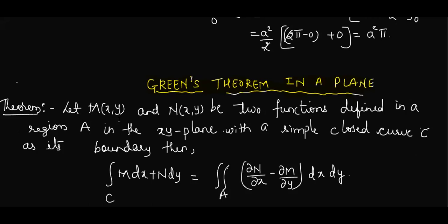Let M of x comma y and N of x comma y be two functions defined in a region A. And where is this region? This is only in the xy plane, so there is no contribution from z. You can observe here M and N are functions of x and y only, so there is no part of the curve in the z plane, with a simple closed curve C as its boundary. Then we can write the integration of M dx plus N dy over C as the double integration over A of dou N by dou x minus dou M by dou y dx dy.